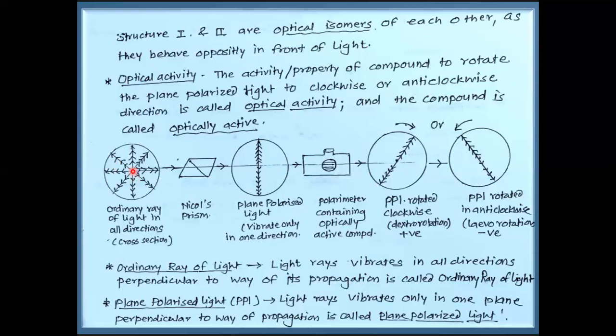Now here, this is the source of light, an ordinary ray of light. It vibrates in all directions perpendicular to the direction of propagation. The light is propagating from the back side toward our side, and the light ray vibrates in all perpendicular directions to this way of propagation. It is called an ordinary ray of light. This is the cross section taken.